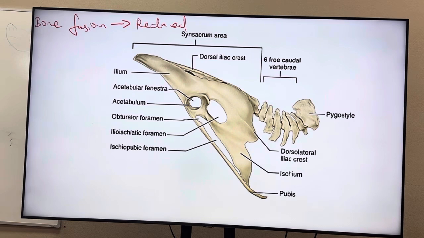So reduced bone numbers. Does it mean that you also have reduced muscle attachment? If you're following the same logic, yes. So reduced bones, then reduced muscle. Reduced muscle or just muscle attachment? So muscle will be absent. Oh, okay. Yeah.